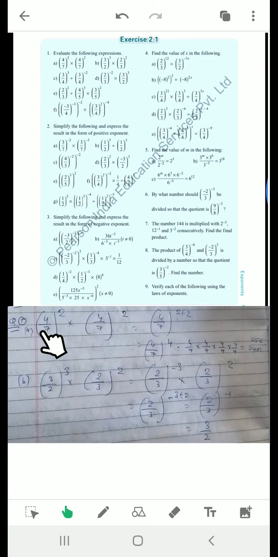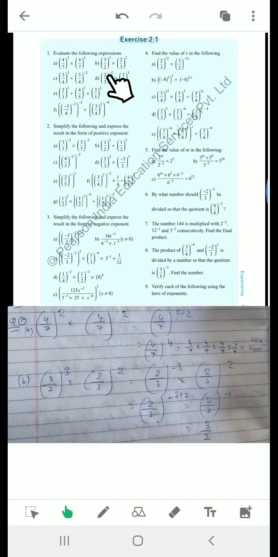So we will apply the laws of exponents in these questions. First question, again look: 4 upon 7 power 2 multiply 4 upon 7 power 2. The bases are the same, so the powers will be added. Here the exponents are also the same, so you can apply that rule also. Then 4 upon 7 power 2 plus 2, that will be 4. Now 4 upon 7 power 4 will be 4 upon 7 multiply 4 upon 7 multiply 4 upon 7 multiply 4 upon 7, and then you will get your answer.